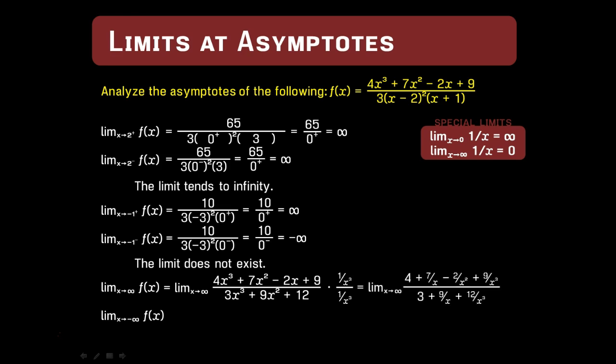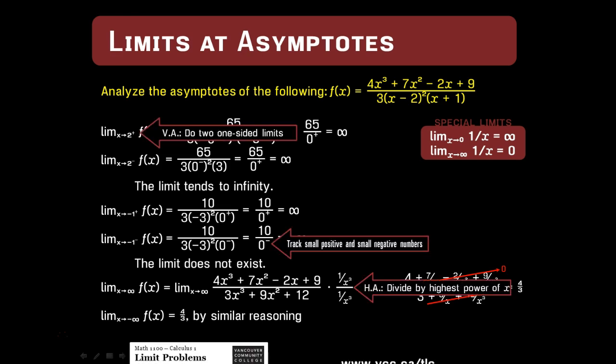When we distribute 1 over x cubed through the problem, we get a lot of fractions with x in their denominators. Those special limits tell us that they all tend to 0, so only the leading terms matter. In almost all cases, the horizontal asymptote at -infinity will yield the same result. That's how limits at asymptotes work.